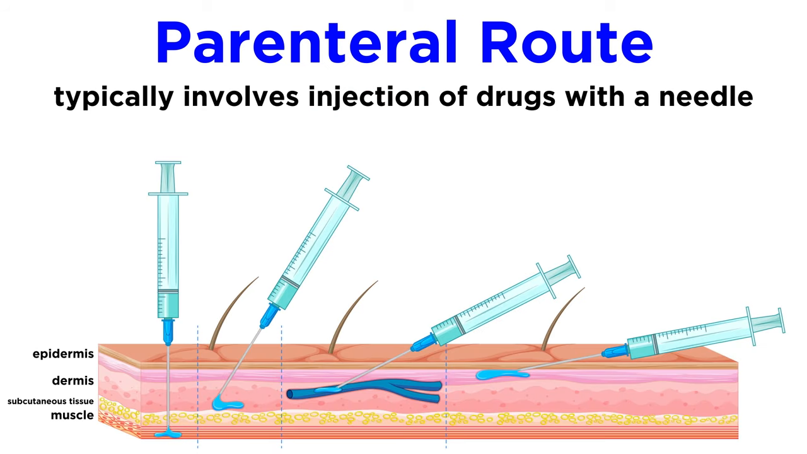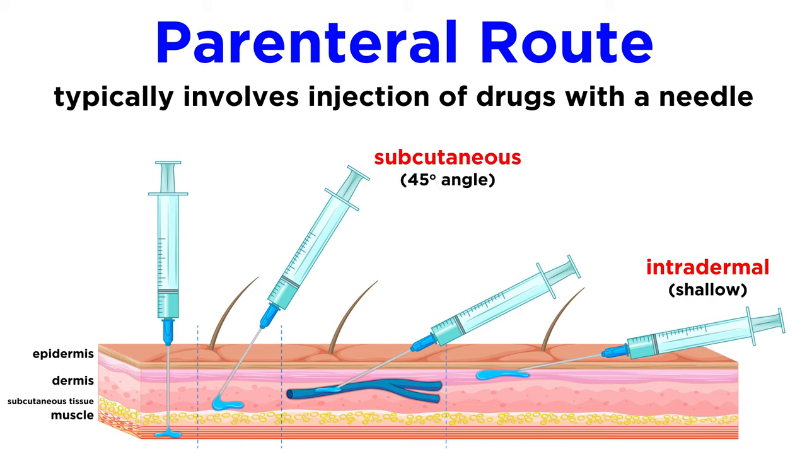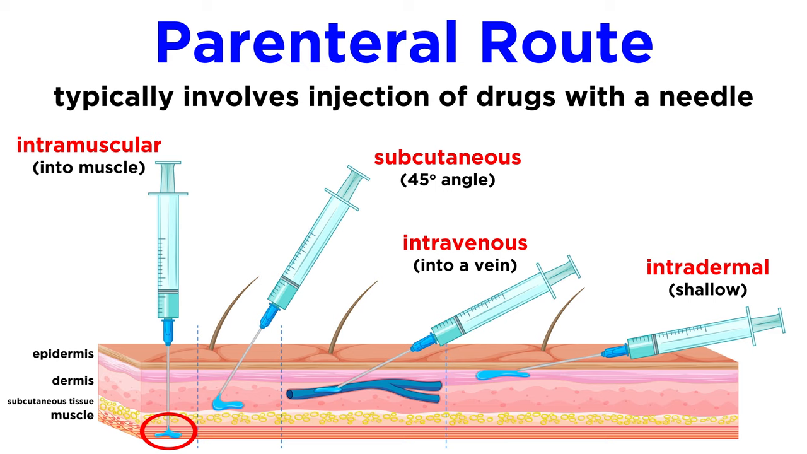There are a few different ways to make the injection. The intradermal route deposits drugs into the skin itself, and thus to the blood vessels within. The subcutaneous route is similar. The only difference is that intradermal is more shallow, with injection into the dermis occurring at a very shallow angle, while subcutaneous is deeper, with injection occurring at more of a 45-degree angle. Then there is the intravenous route, where drugs are injected directly into the bloodstream, and the intramuscular route, where the drugs are injected into muscle tissue.